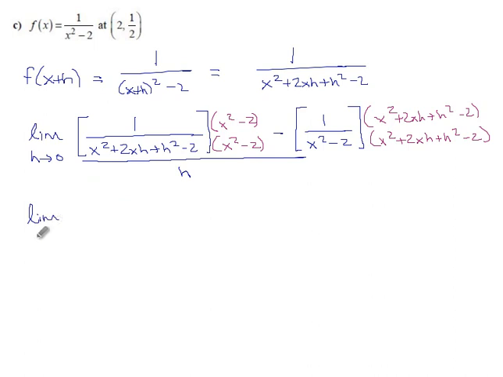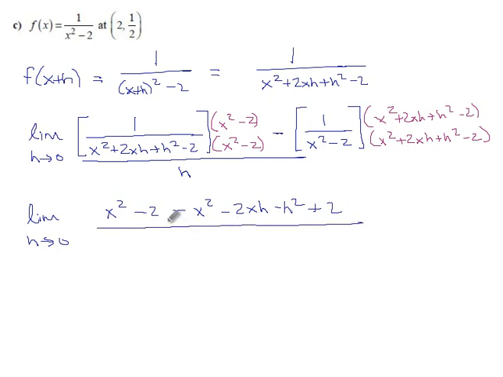We have the limit as h goes to 0, x squared minus 2. Now, this minus sign applies to everything that comes after. Minus x squared minus 2xh minus h squared plus 2. All that is over x squared minus 2 times x squared plus etc. And instead of over h, I'm going to put times 1 over h. We've seen that work before.